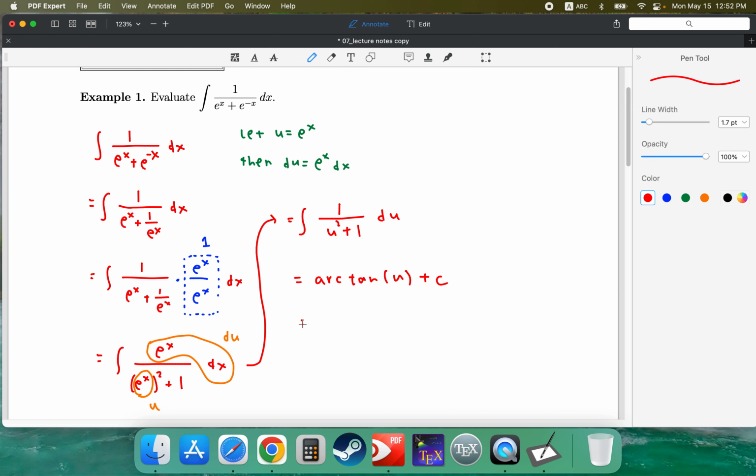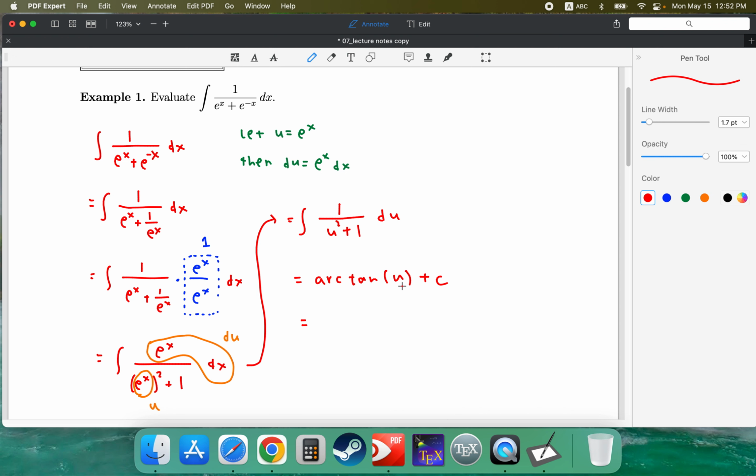Now, if you forget that the integral of 1 over u squared plus 1 is arctangent of u, please make sure you go back and review, because Calc 1 is the prerequisite of this course. We will have a lot of integrations like this.